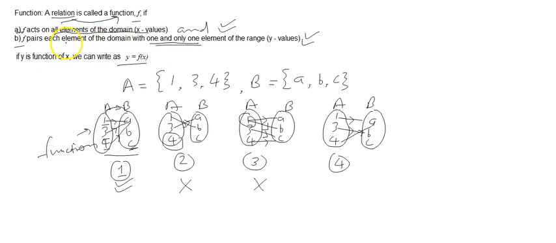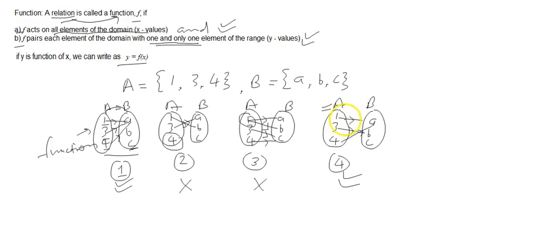And the second condition said that each element of the domain can be associated to one and only one element of the range. Now if I talk about this one, first we are going to check the first condition, condition A, that all the elements of the domain should have some image. So 1 has an image, 3 has an image, 4 has an image. So the first condition is fulfilled. And 1 has only one image, that is A, 3 has only one image, that is B, and 4 has one image, that is A. So both the conditions are fulfilled. So I am going to call this also a function.